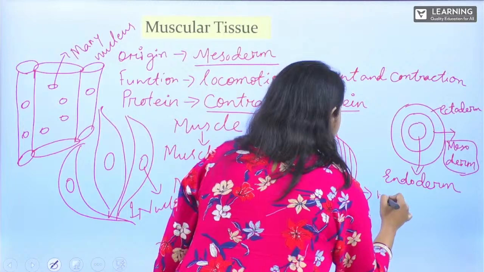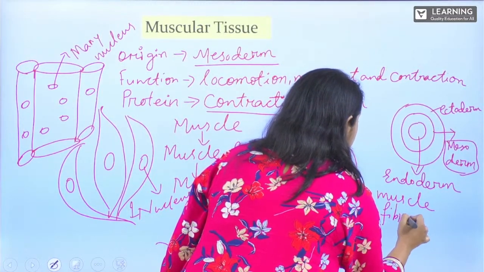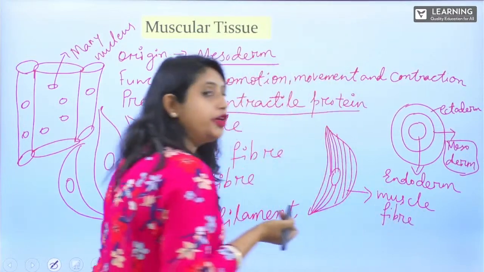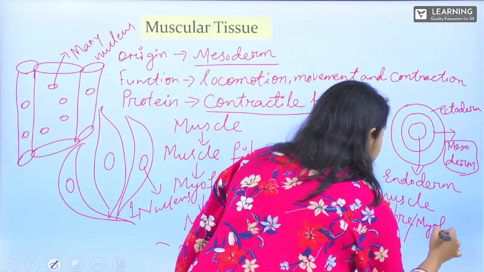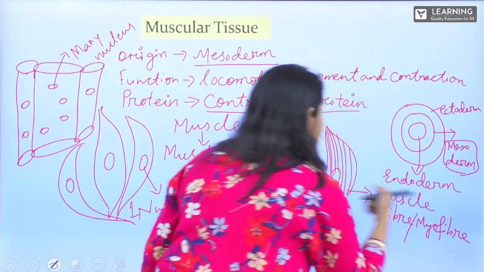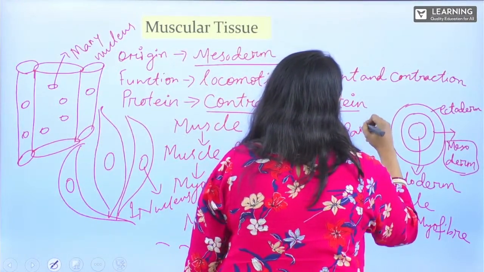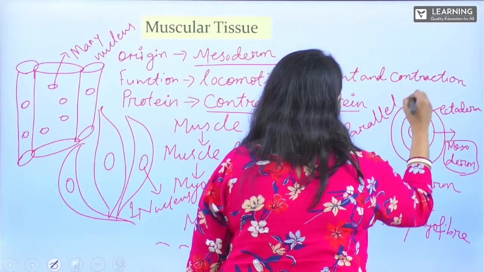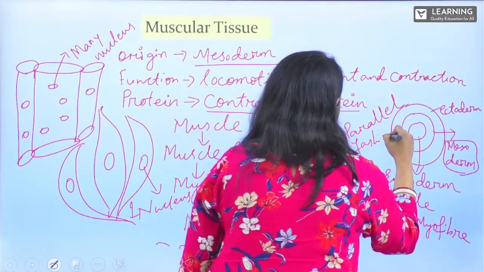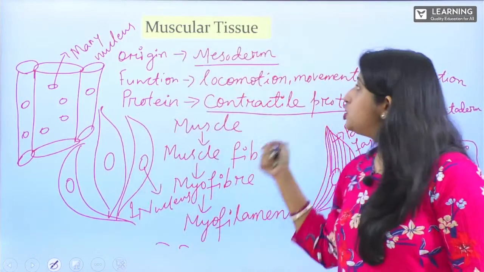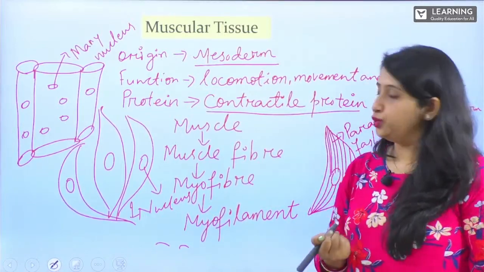So these are the muscle fibers, or you can call them myofibers. So how are they arranged? They are arranged in a parallel fashion. Is that clear? This is the introduction of the muscle tissue, or the muscular tissue.